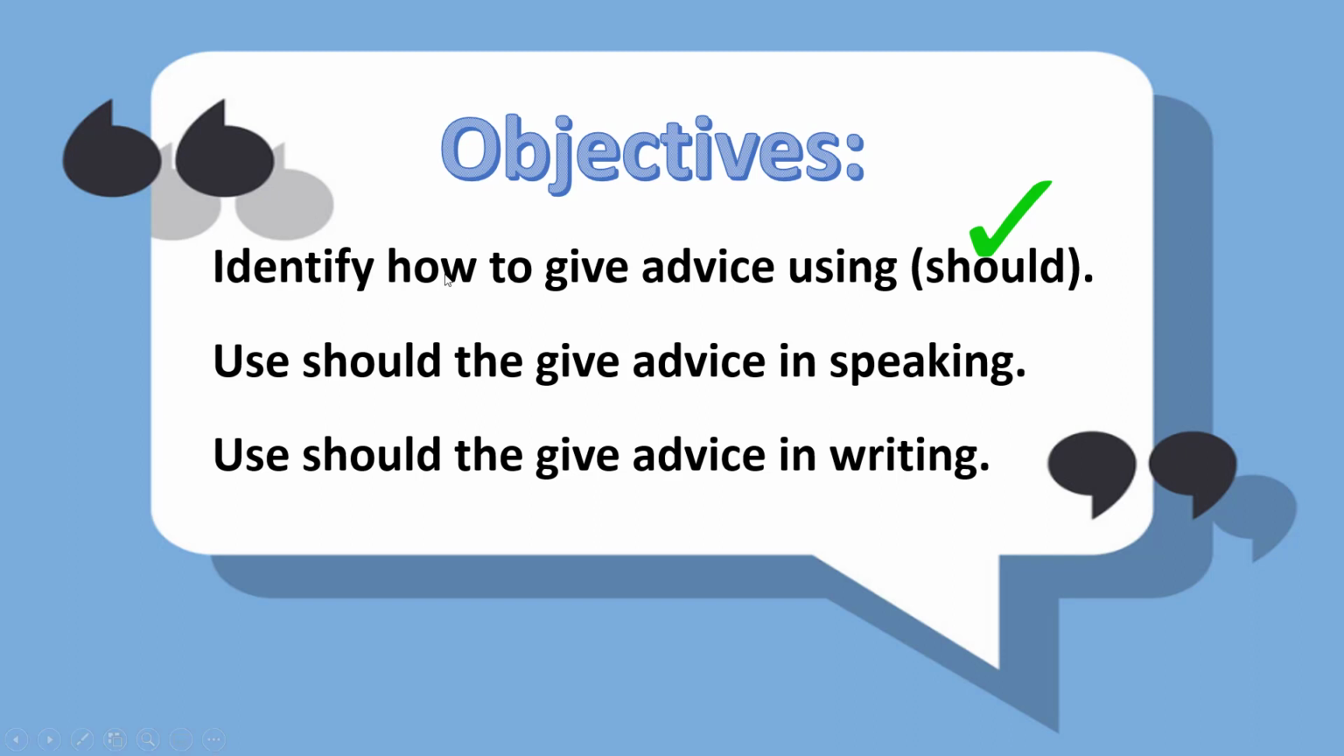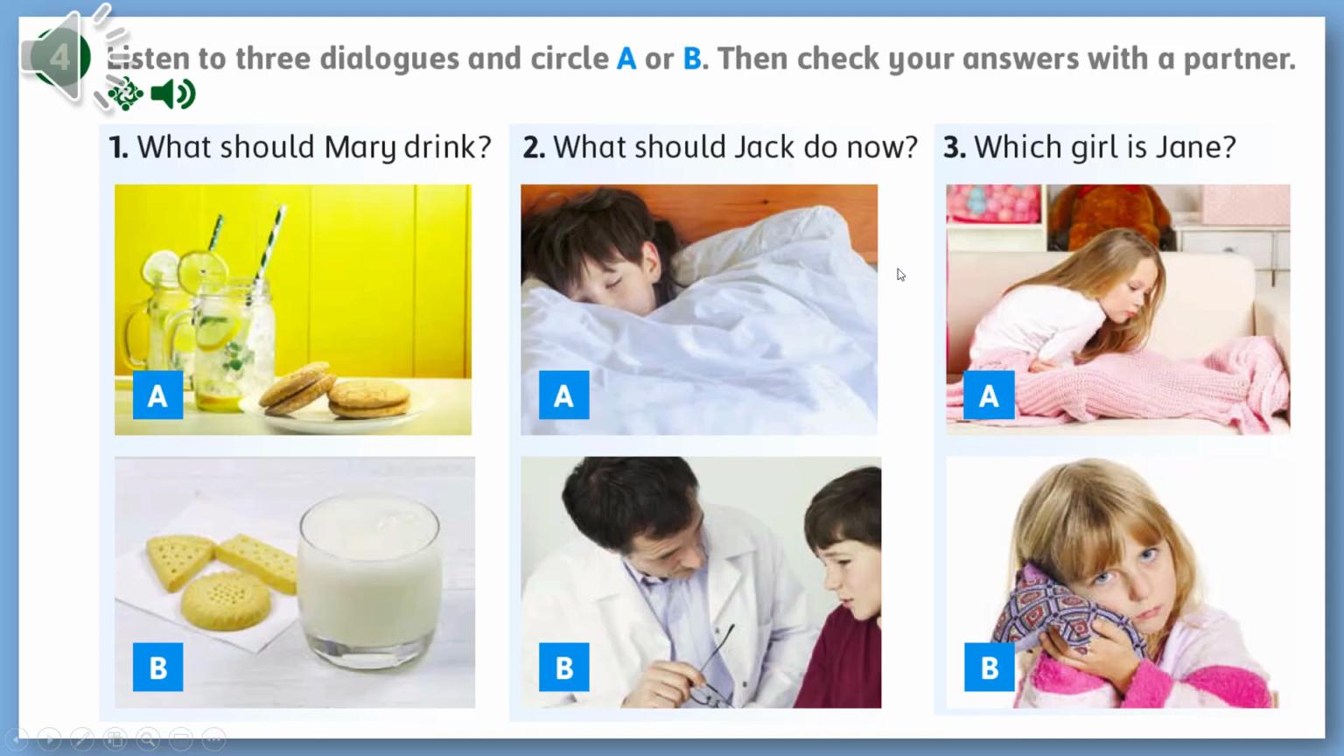Objective 1. Identify how to give advice using should. Listen to 3 dialogues and circle A or B. Then check your answer with a partner.